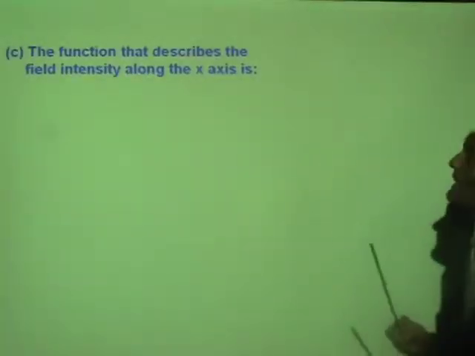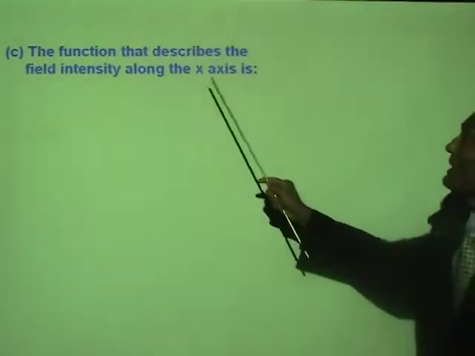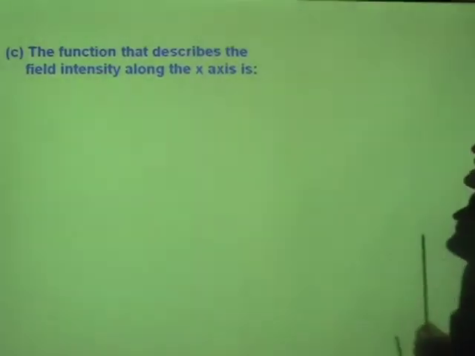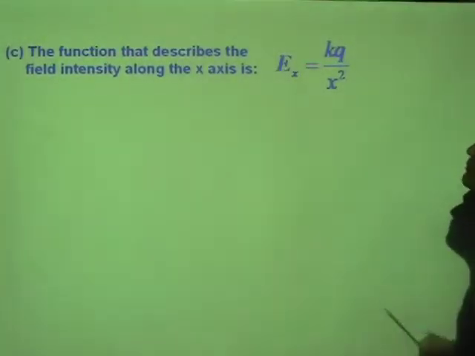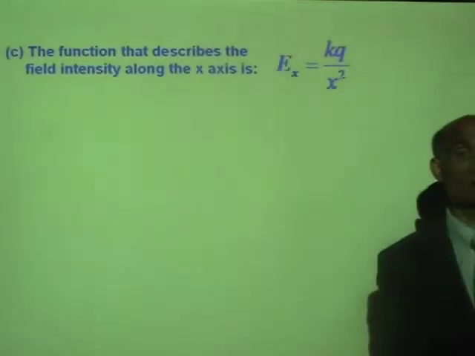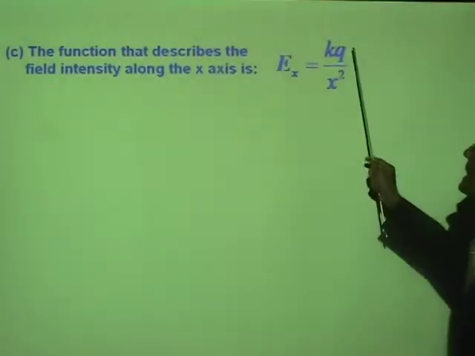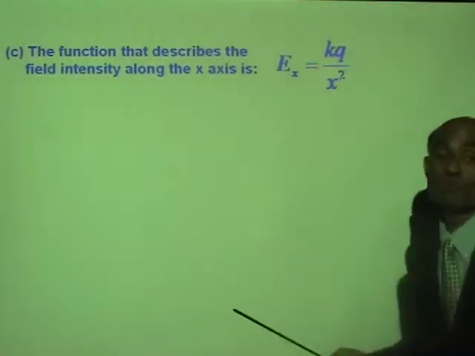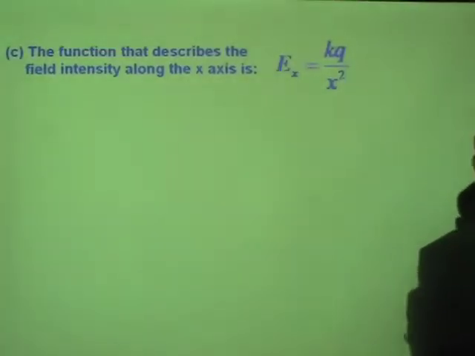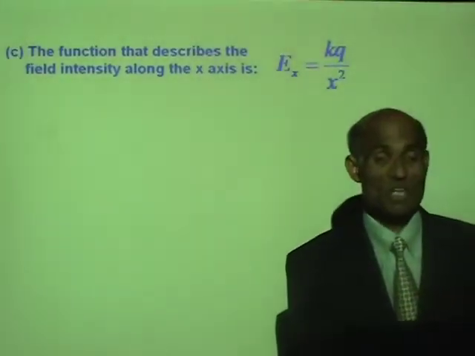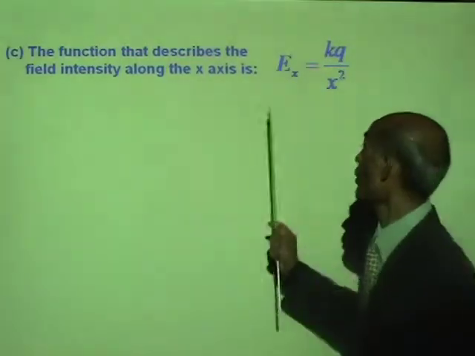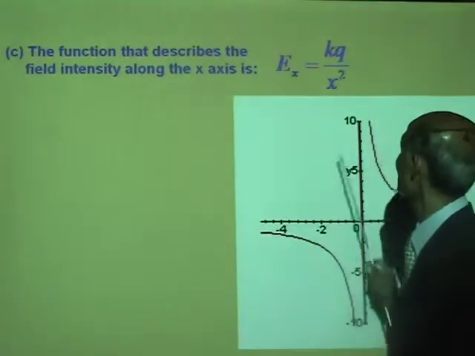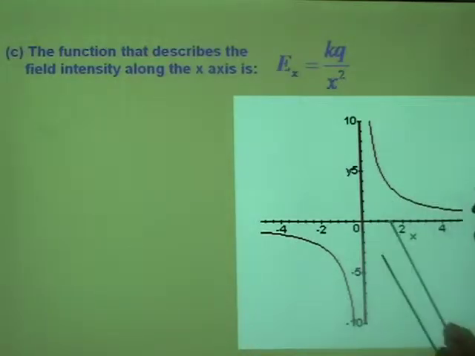Alright, let's go and do that on the next slide. The function that describes the field intensity along the x-axis is Ex equal to kq over x squared. Now, k and q are constants there. The amount of electric charge is a constant. K is a constant. Therefore, what will the graph be like? The graph will be this.